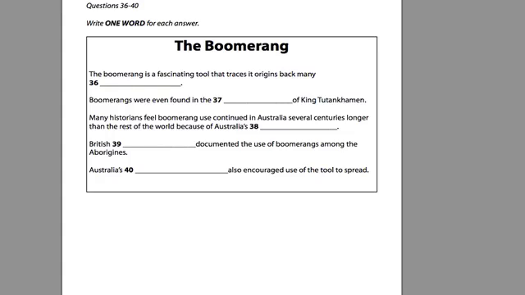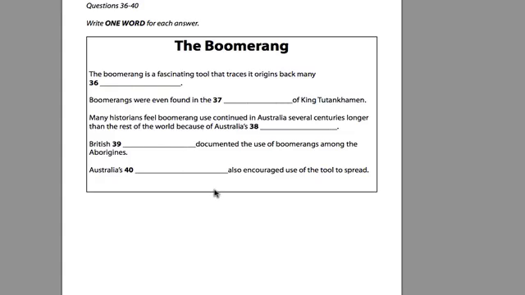Okay, so this is likely... well, these are one-word answers only, so this could be centuries, could be something for a period of time. Boomerangs were even found in the King Tutankhamun. This is going to be a noun. It has some relation to Tutankhamun. Many historians feel the boomerang continued in Australia several centuries longer than the rest of the world because of something in Australia caused the boomerang to be used longer. British... agent noun.